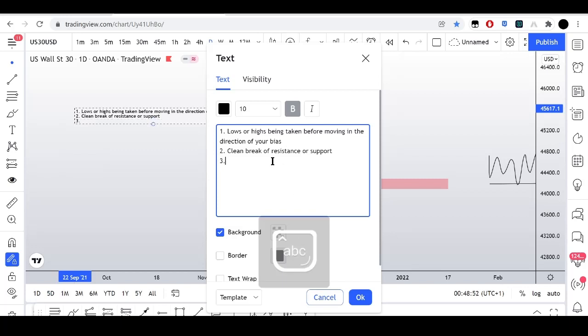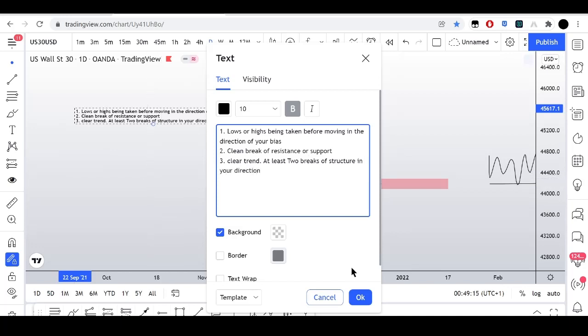The third thing that you want to see is price trending, okay? Clear trend. At least 2 breaks of structure in your direction, okay? So go ahead and write these 3 down right here.